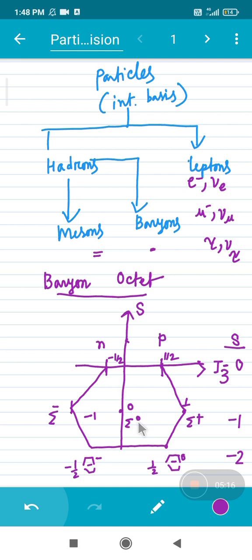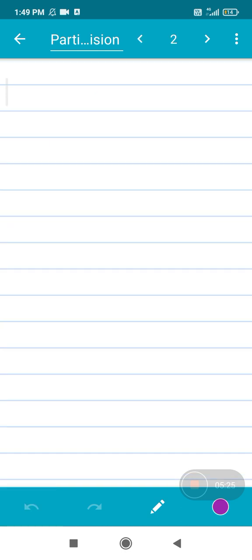Let's go to another picture. I will introduce more baryons to you. Baryon decuplet.